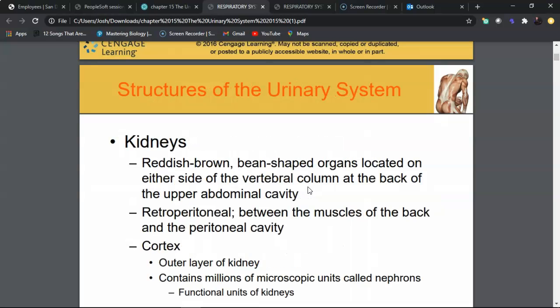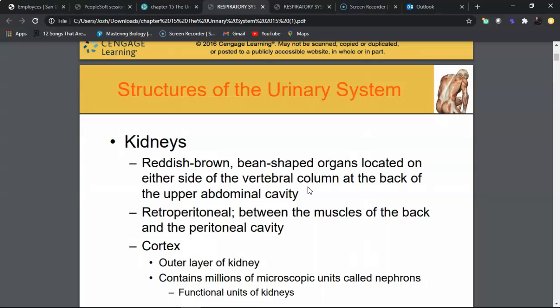So let's start off by looking at the structures in the urinary system. The kidneys themselves, we have two of them. They are bean-shaped organs located on either side of the vertebral column. Sometimes you hear it called paravertebral. They are in the upper back portion of the upper abdominal cavity, and they are considered to be retroperitoneal. What that means is they are actually behind that floppy membrane that covers the intestines and most of the abdominal organs, so they are located behind that peritoneum. So they are considered retroperitoneal.